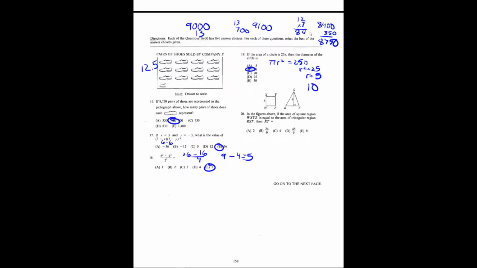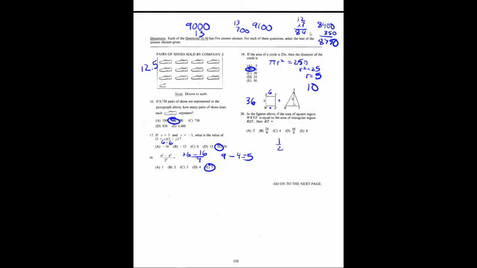Number 20, in the figures above, if the area of the square region WXYZ, so that's here, is equal to the area of the triangular region RST, then what is RT? Well, first let's figure out what the area is here. This is a square, and this is 6. That means this is also 6, 6, 6. So 6 times 6 gives us an area of 36. That means the area here is 36.